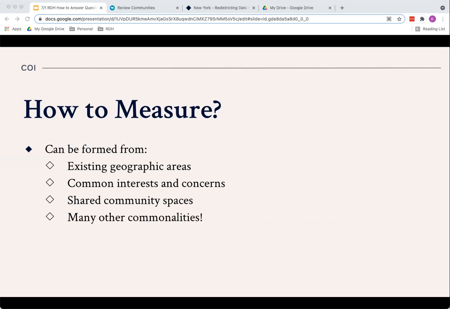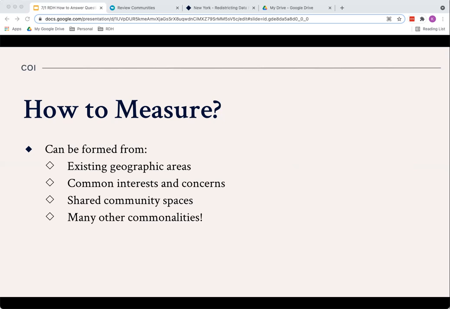Given that there are so many different definitions, what are some of the things that you might want to consider when it comes to identifying and mapping out a community of interest? Well, common considerations include existing geographic areas, whether that be a part of a local district or city, or even something that is not mapped out with political boundaries, an ethnic community or religious community, for example. There are often common interests and concerns that you can look at, such as housing, water access, jobs, and these are good reasons why keeping a community intact would result in better representation.